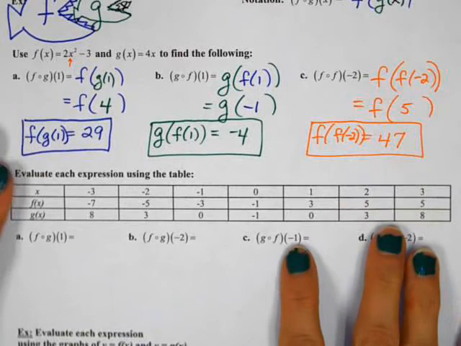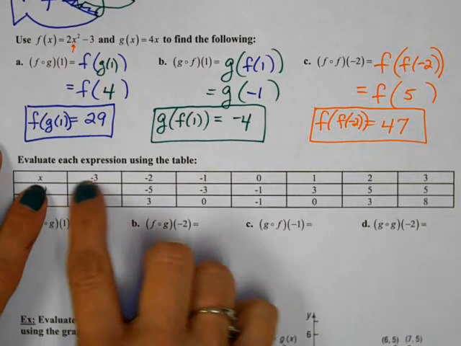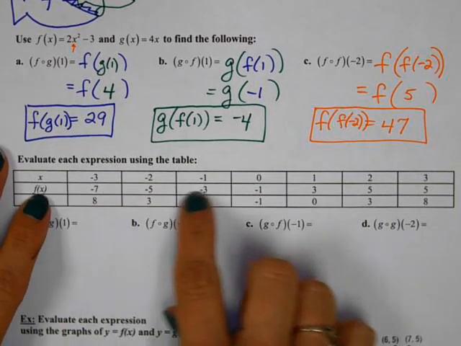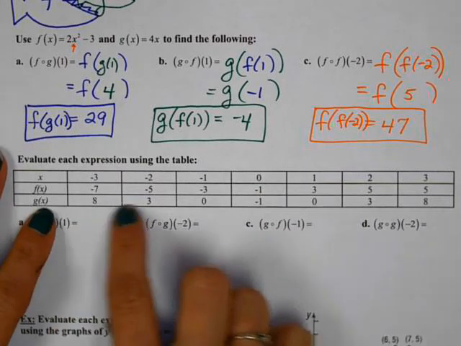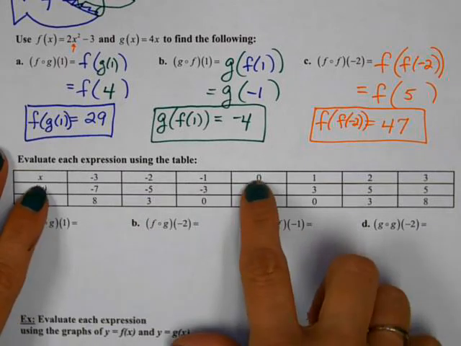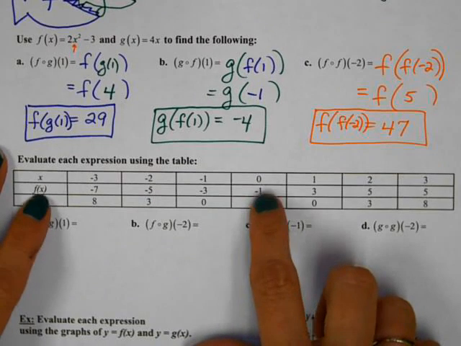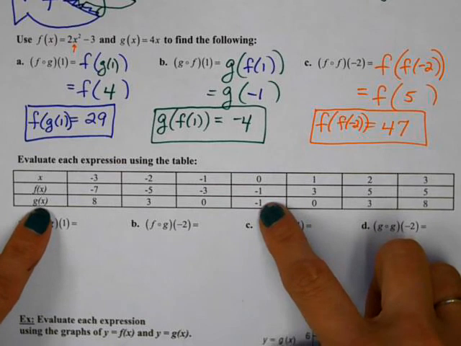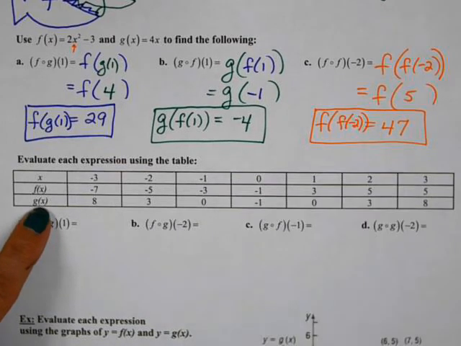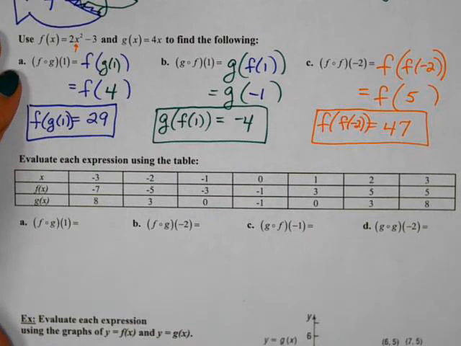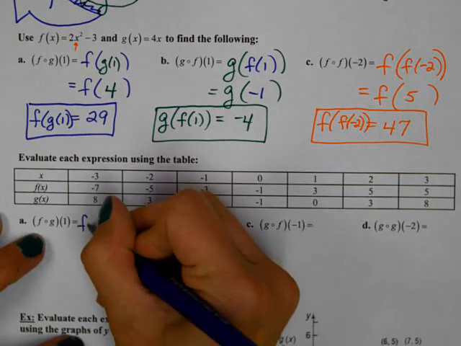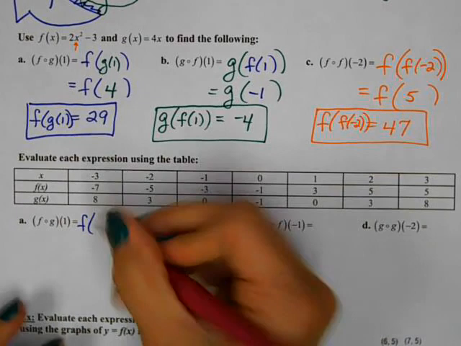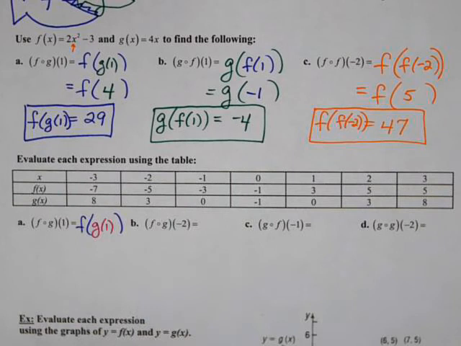Okay. You could do the same thing with a table. So here's the x's. That's going to be the row of inputs. Here's the f of x, and then here's the g of x. So if you had 0, 0 into the f function is -1, but 0 into the g function, oh, it's also -1. Bad example, I should have picked one of these. Okay, so the first thing we're going to start off with our notation, and we're going to say f of, and then this says g of 1. Okay, so it's a two-stepper.